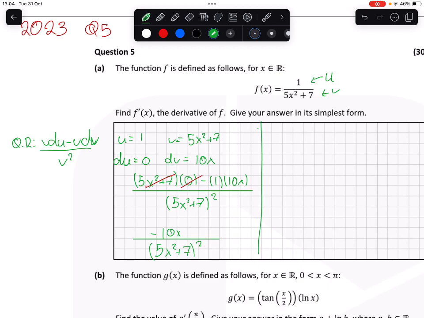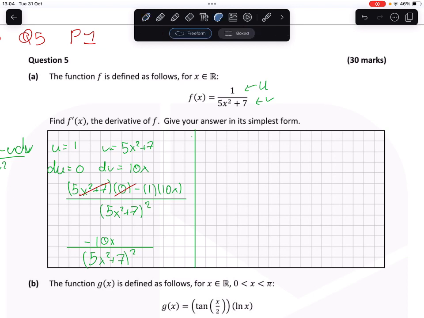The other way we can do it is using the chain rule, by noticing that f of x can be rewritten. Anything that's 1 over something, we can rewrite as that something to the power of negative 1. So this is equal to 5x squared plus 7, all to the negative 1. To find f prime of x, we first differentiate the outer power: we decrease the power by 1 and multiply by the original power, same as always. So we have minus 1 multiplied by the inner function, 5x squared plus 7, to the power of negative 2.